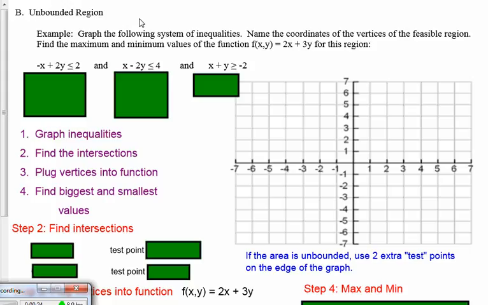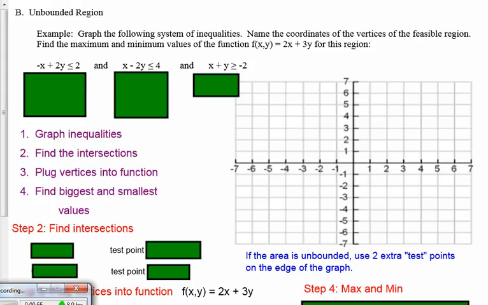Our example asks us to graph the following system of inequalities, name the coordinates of the vertices of the feasible region, just like our last example. Then again, we need to find the maximum and minimum values of the function f of xy equals 2x plus 3y for this region. So our function is a little bit different from the last function, but again, all we're doing is plugging in our x and y values that we got from our feasible region.